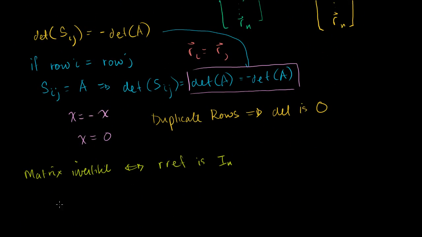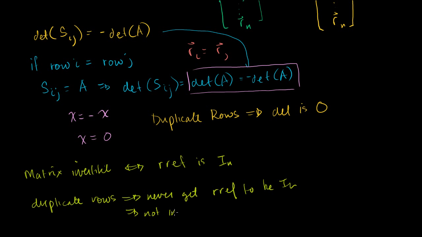So we know that duplicate rows could never get the reduced row echelon form to be the identity. So duplicate rows are not invertible. And we also learned that something is not invertible if and only if its determinant is equal to 0. So we now got to the same result two different ways.